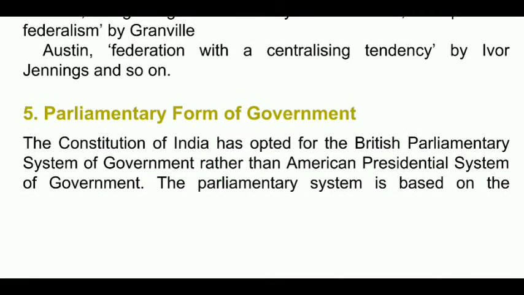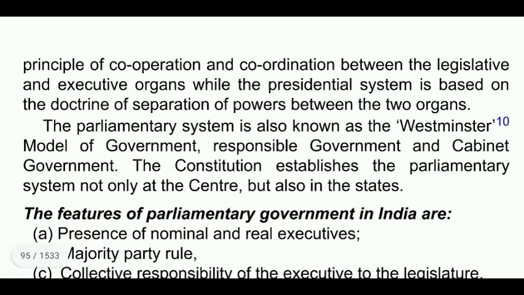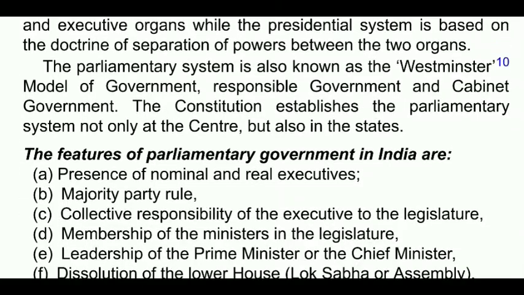The fifth one, parliamentary form of government. The Constitution of India has opted for the British parliamentary system of government rather than the American presidential system of government. The parliamentary system is based on the principle of cooperation and coordination between the legislative and executive organs, while the presidential system is based on the doctrine of separation of powers between the two organs. The parliamentary system is also known as the Westminster model of government, responsible government, and cabinet government. The Constitution establishes the parliamentary system not only at the center but also in the states.